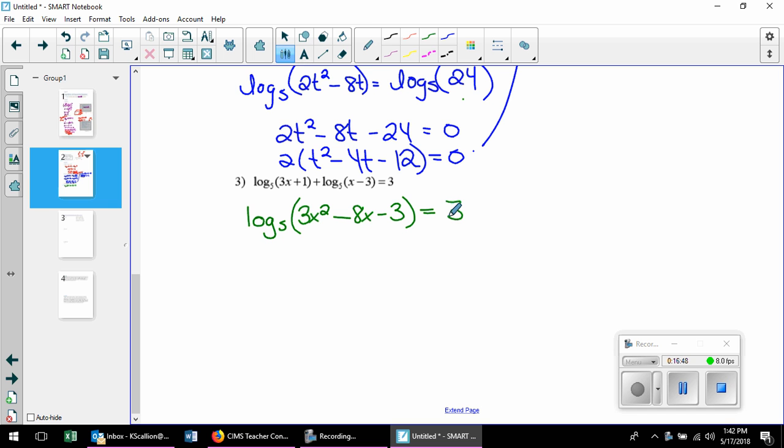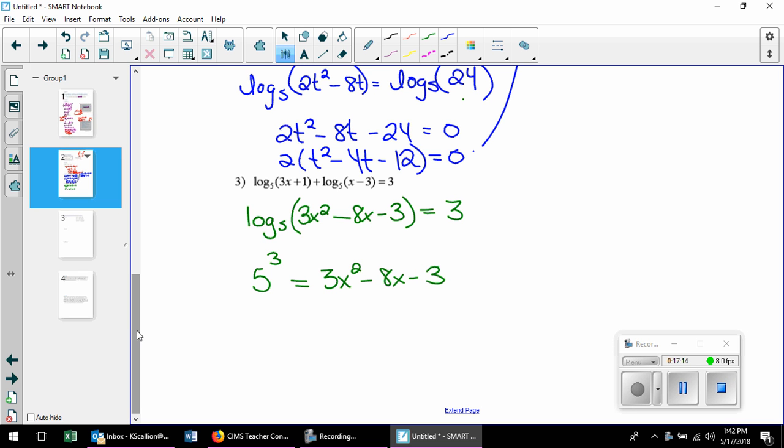I've already got a log here, but I can't log both sides, can't log just one side or anything. So if you have a log on one side and a number on the other, guess what you're going to do? Put it in exponential form. So this is going to be 5 to the exponent 3 equals 3x squared minus 8x minus 3.